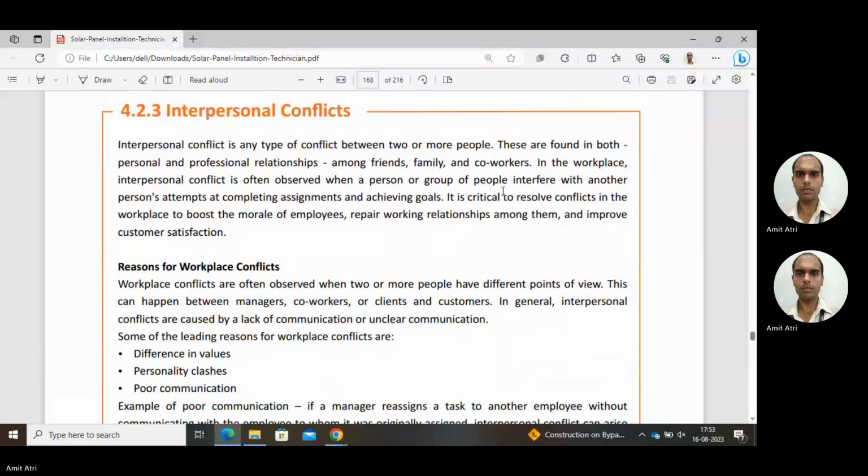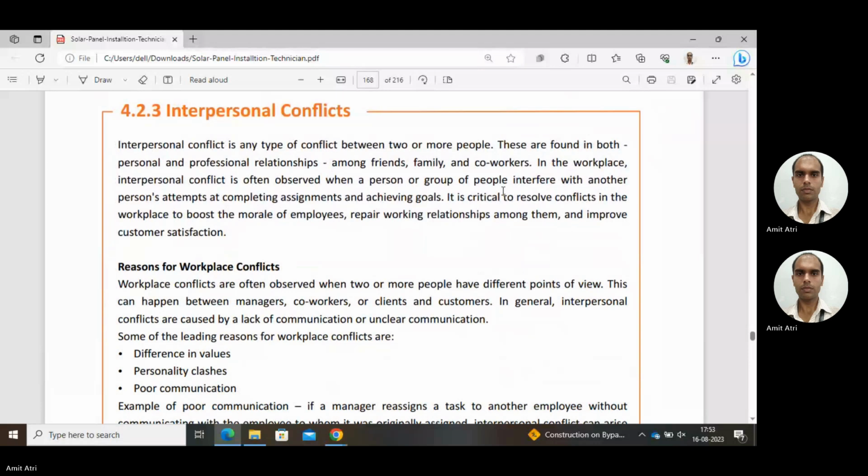In the workplace, interpersonal conflict is often observed when a person or group of people interfere with another person's attempt at completing an assignment and achieving a goal. So a very common occurrence of a conflict is when someone is interfering with another one's task.